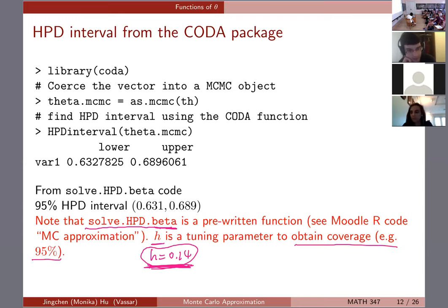But for most of the semester, we are going to use a package that people wrote before. It's called coda. Over there, you can use a function called HPDinterval directly to get an HPD interval. I think this will be the one we use mostly for this course. The way you do it is, you install the package, you load it, and then remember earlier, you have 10,000 draws.